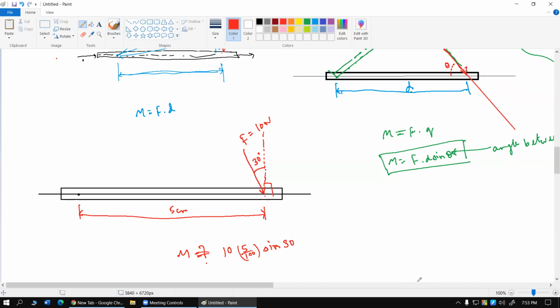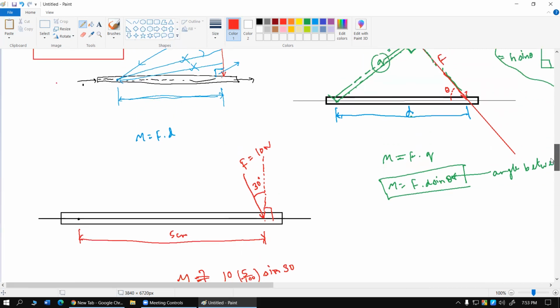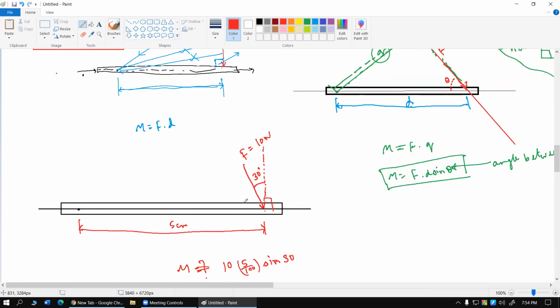Take a look at the comparison of these two figures. Have a look at the comparison. What was labeled as theta over here? What is labeled as theta over here? Theta was defined as the angle between the force and the distance. But in this case, is the 30 degree between the force and the distance? Is it? It should be 60. It should be 60 precisely.